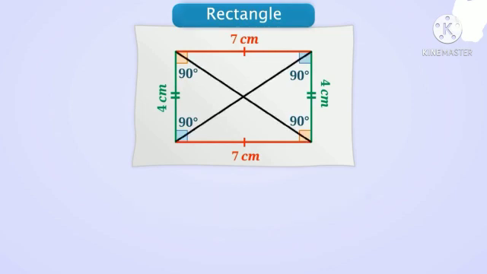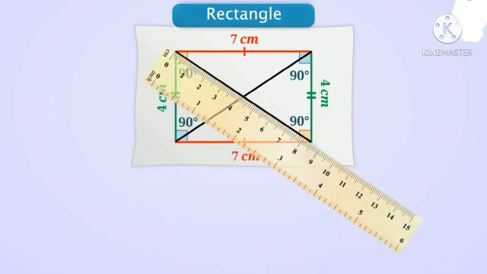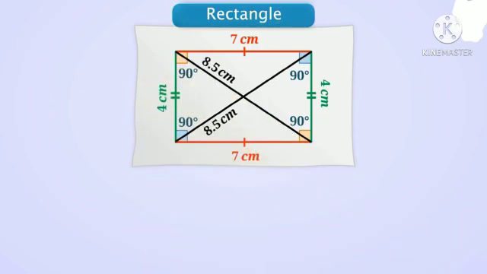If we make two diagonal lines and measure their length, we will find them to be equal. We call this figure a rectangle. Such a figure in which all the angles are right angles and opposite sides are equal is known as a rectangle.